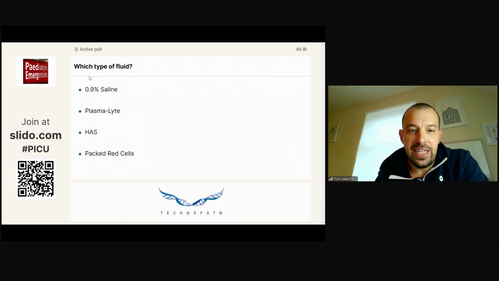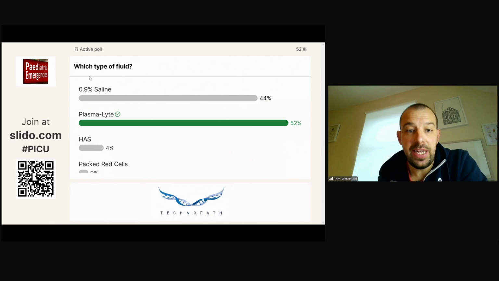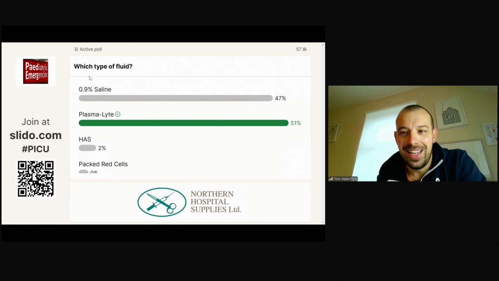There are other fluids available. They're just ones I put in. Haes, human albumin solution. Who wants what? Let's have a look. So lots of people. So I wouldn't give albumin. You may need it, but not yet. This child has no fluids yet. Oh, don't you have to change your mind? I can see it going down.